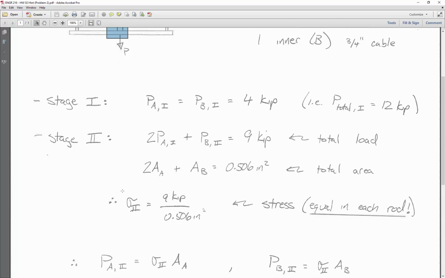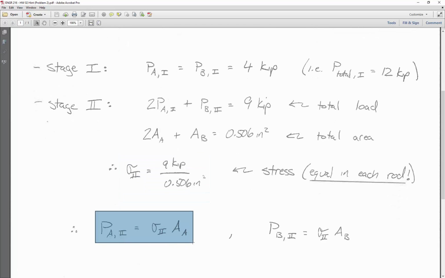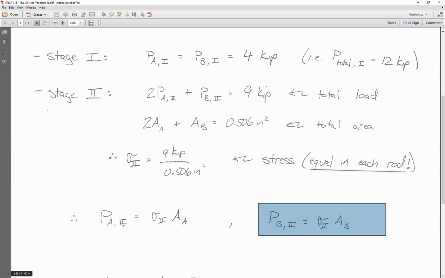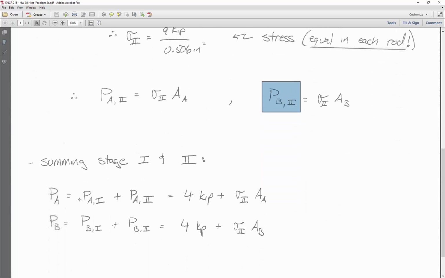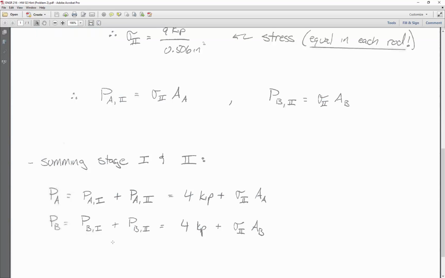Okay, so once you determine the stress in the system, the stress would be equal in each rod, so you can determine the load in each rod pretty easily, just the stress times the area. So this would be the load in cable A and cable B under stage 2 loading. So if I wanted to sum that for stage 1 and stage 2, I could get the total load in bar A and the total load in bar B.